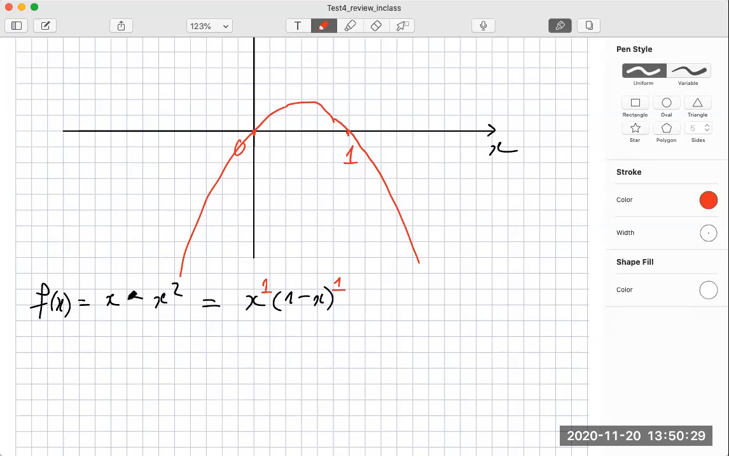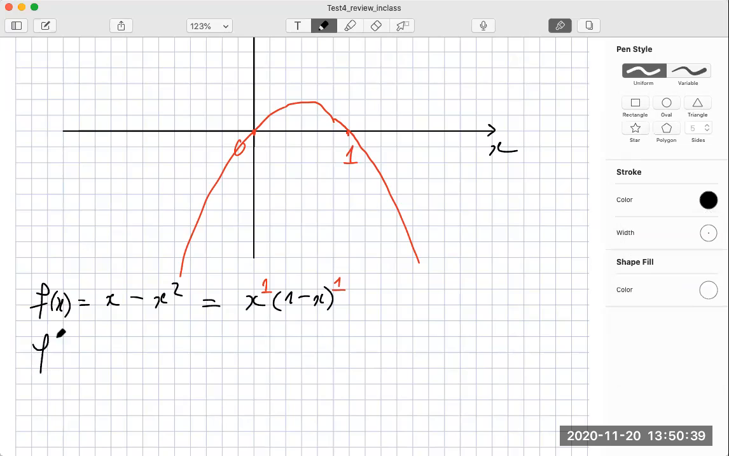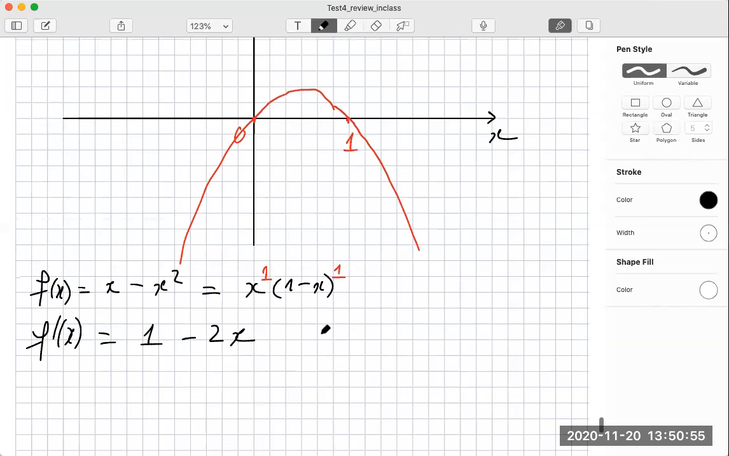So what is the maximum value of this function? How can we do it? How can we find the maximum value? In order to find the maximum, we need to compute the first derivative, right? It will be 1 minus 2x here, right? And we set it to be 0. Therefore, x will be 1/2. Okay?